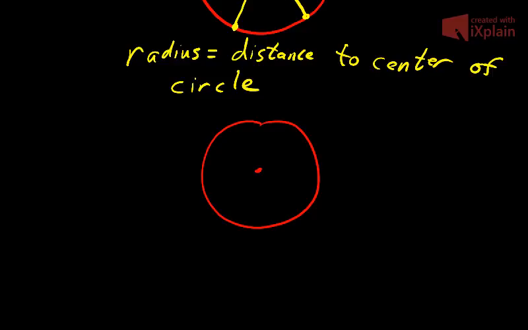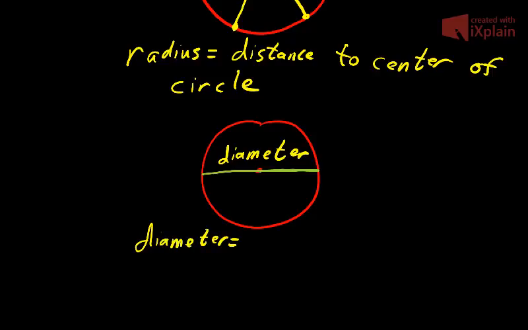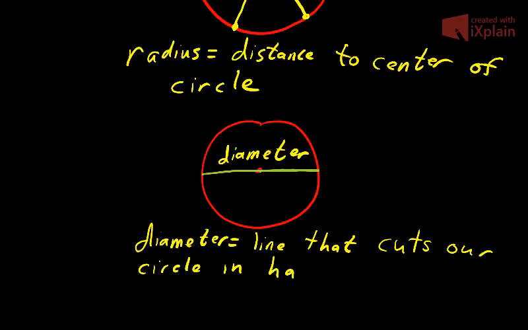Another thing we can do with this, instead of just going from the center straight out to the outside, is we can draw a line straight through the middle, cutting our circle in half. And the length of that line itself is what we call a diameter. So a diameter is a line that cuts our circle in half.